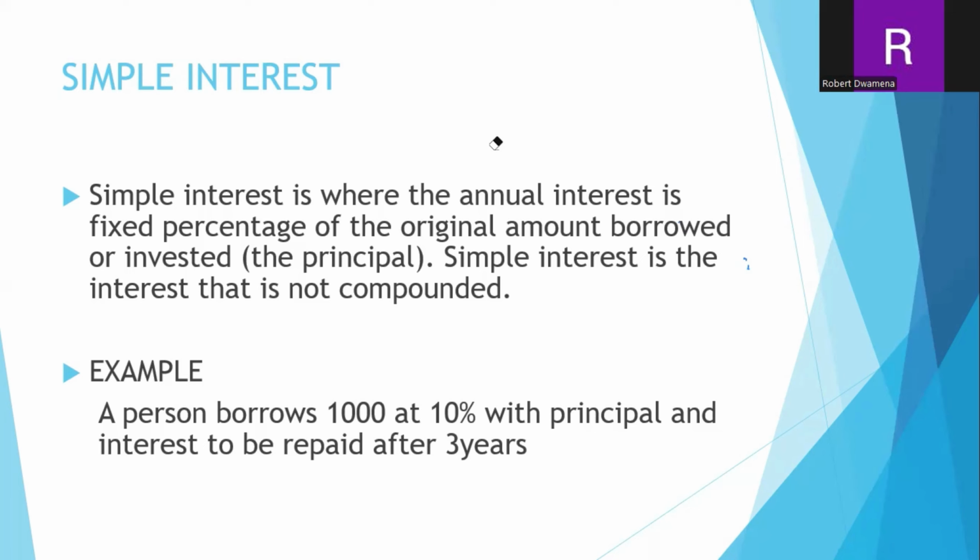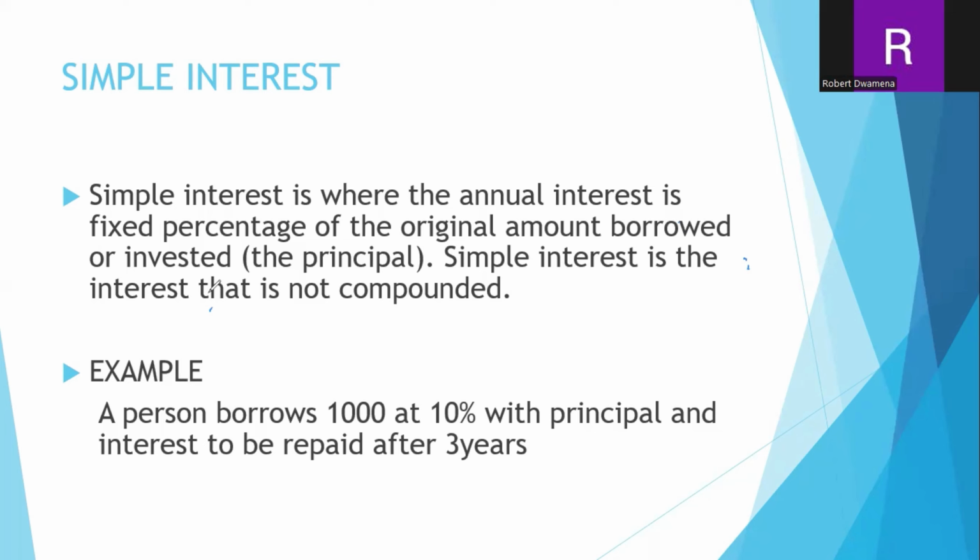The 10% is the fixed interest rate. That's the fixed percentage that we are talking about here. So that amount will be calculated on the principal only for that particular period of investment. So let's say the investment is for 3 years. We are going to calculate the 10% on only the principal throughout the period of investment. That is what we mean by it is not compounded.